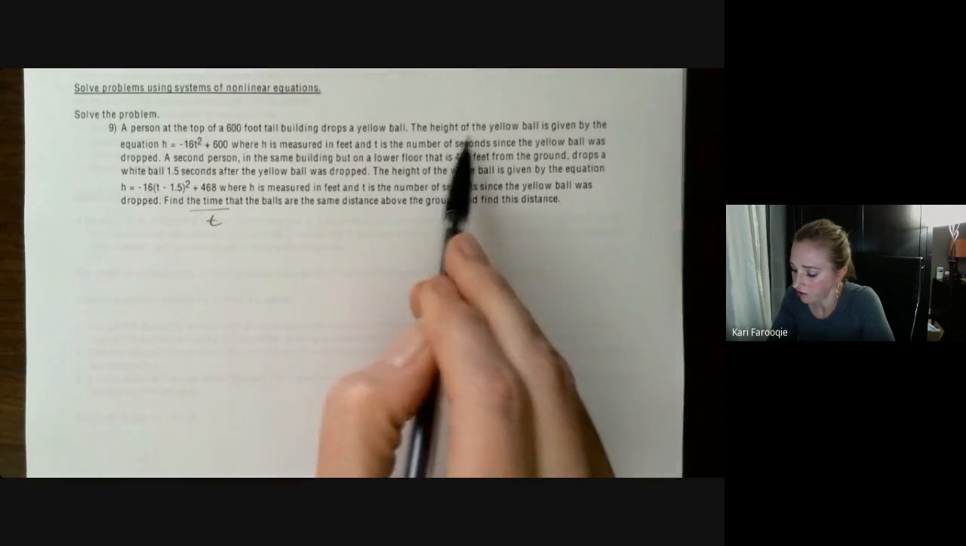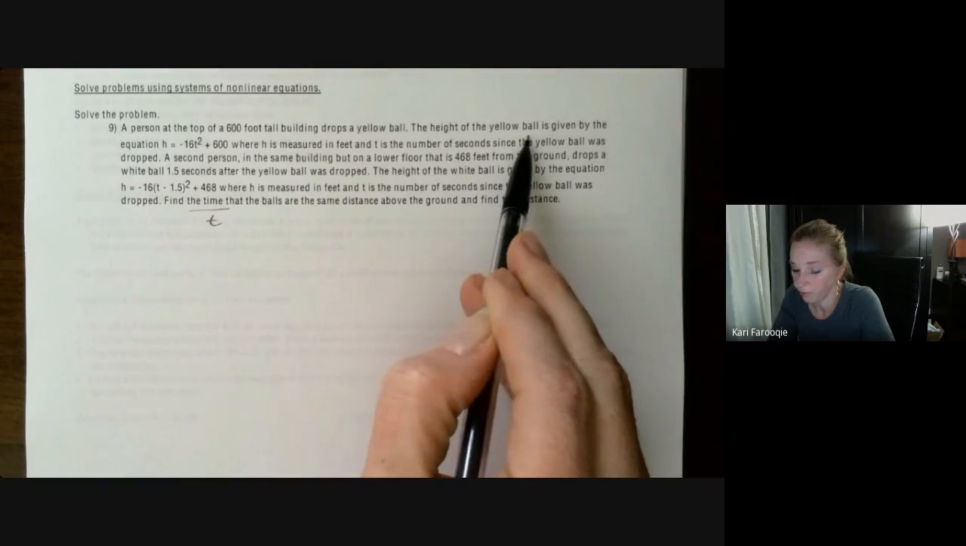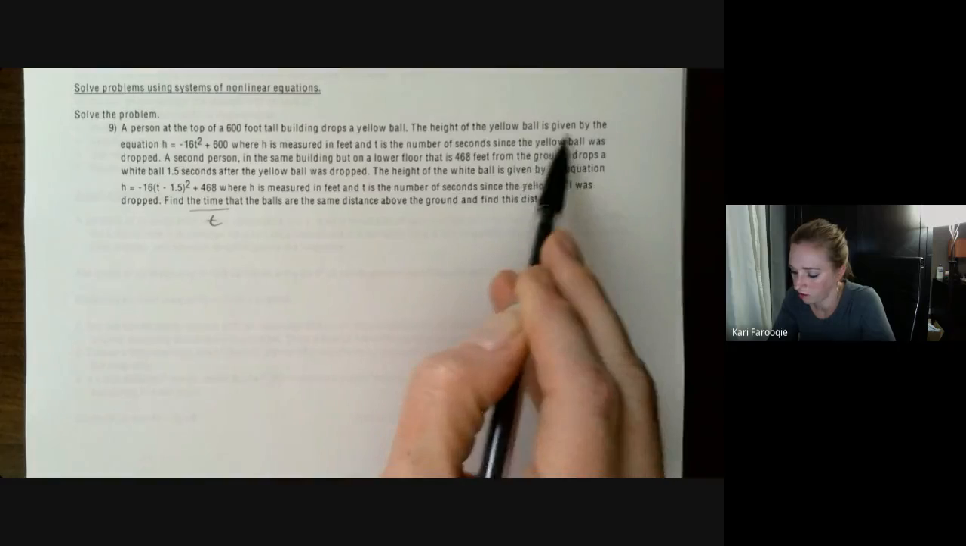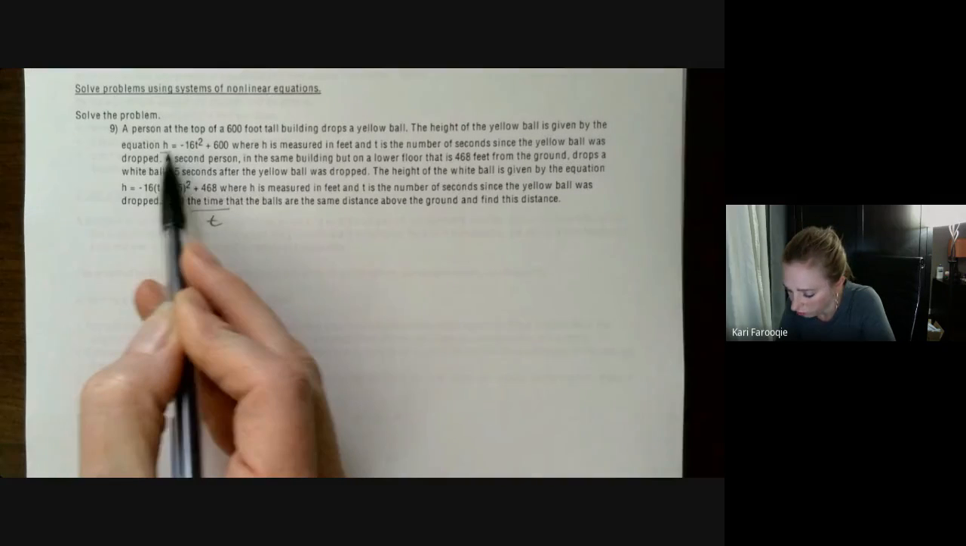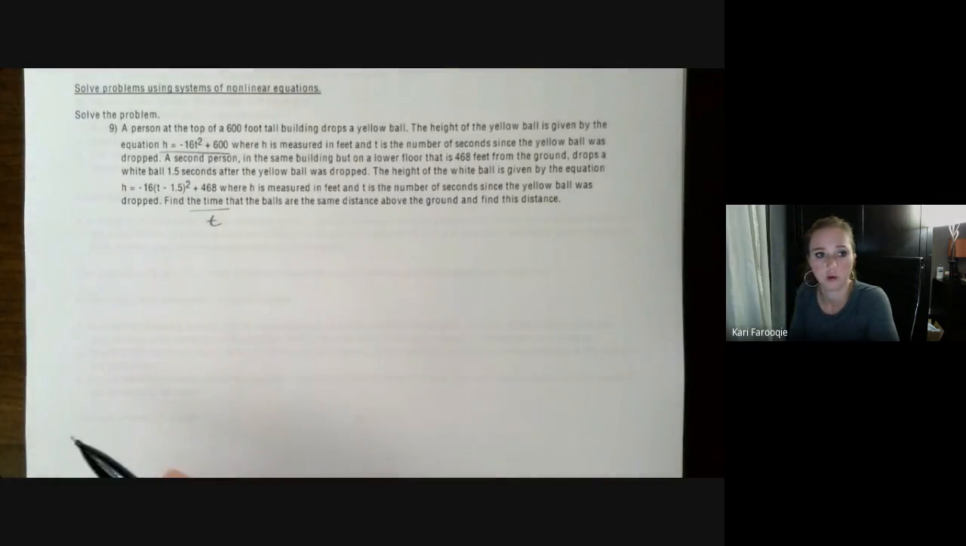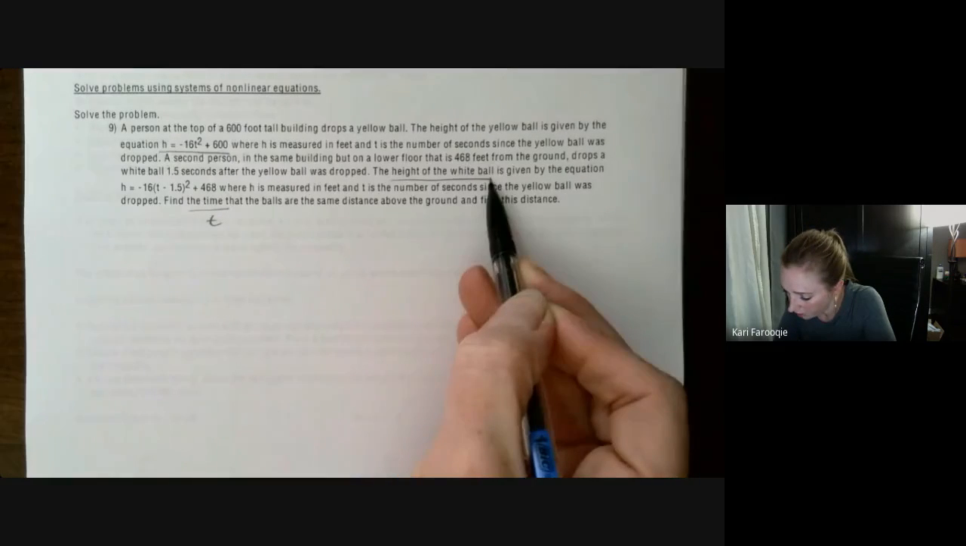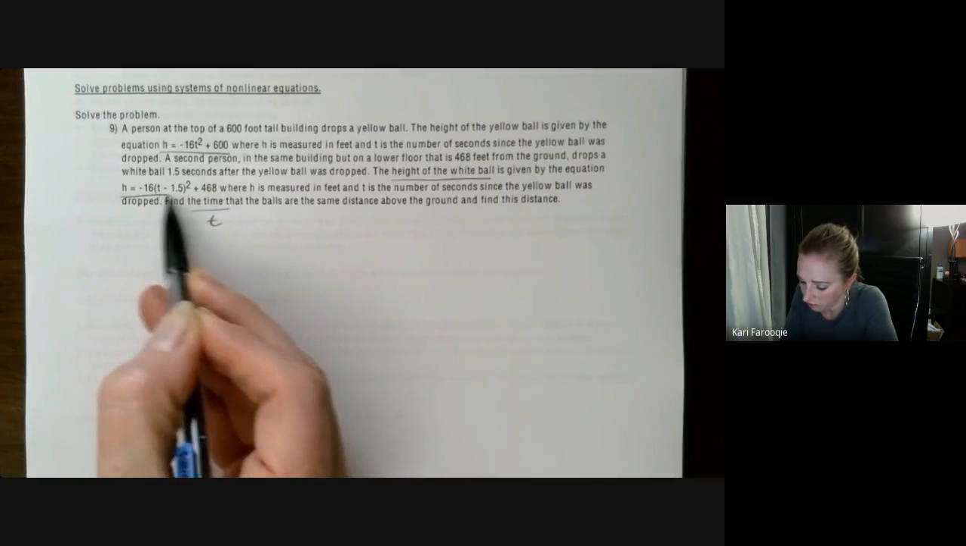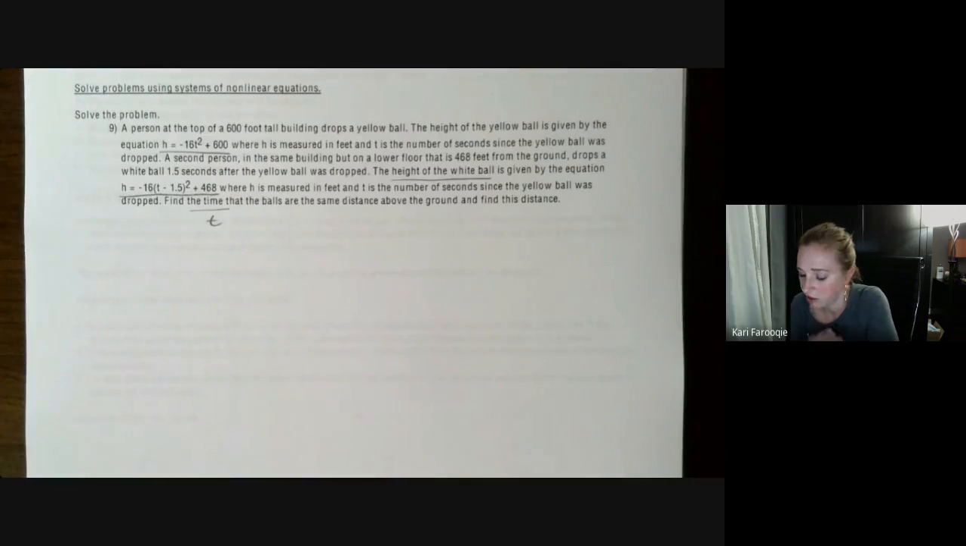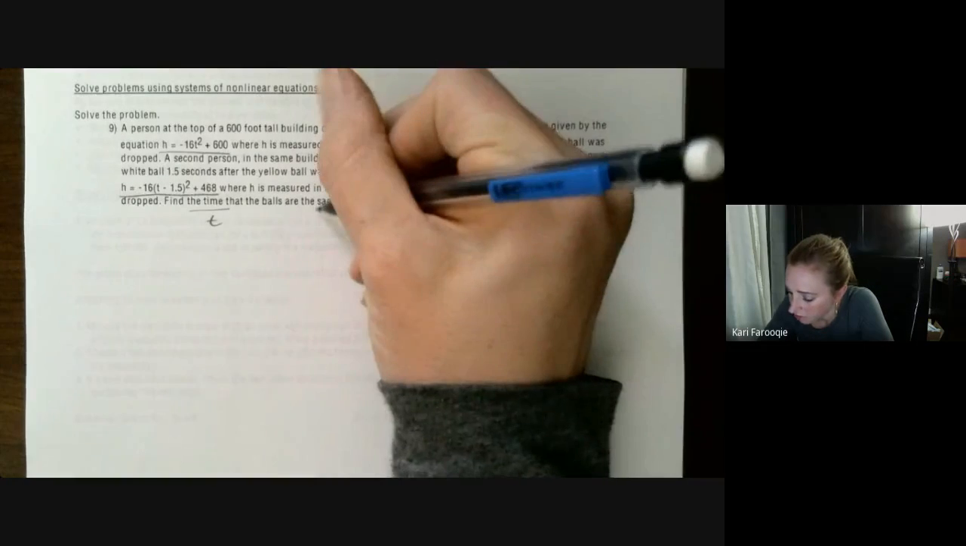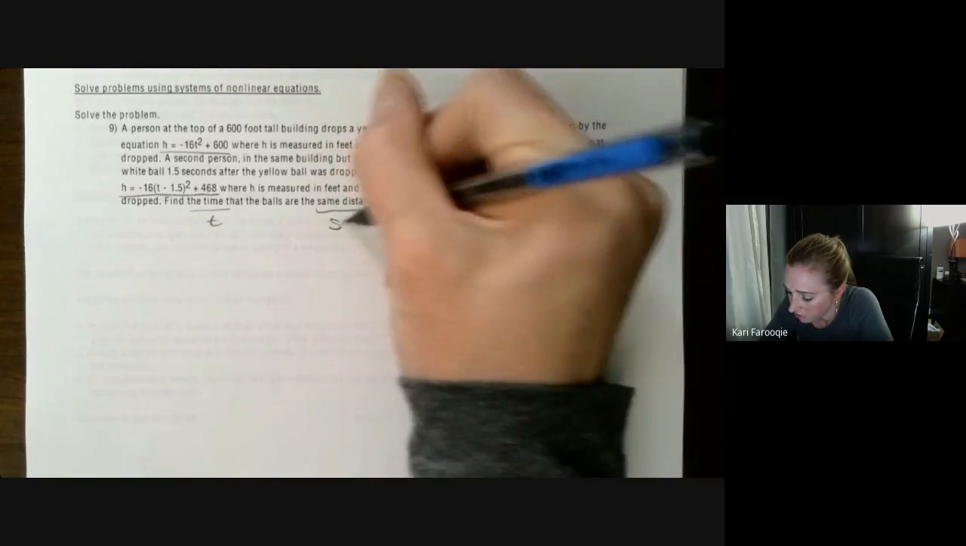Now, the distance above the ground, you were told in both instances what that was. Look at your second sentence. The height of the yellow ball, the height above the ground, is given by h equals negative 16t squared plus 600. And then you were given the same information about the white ball. The height of the white ball is given by h equals negative 16 quantity t minus 1.5 squared plus 468. So you're looking for the time when the balls are the same distance above the ground, and that means the same height.